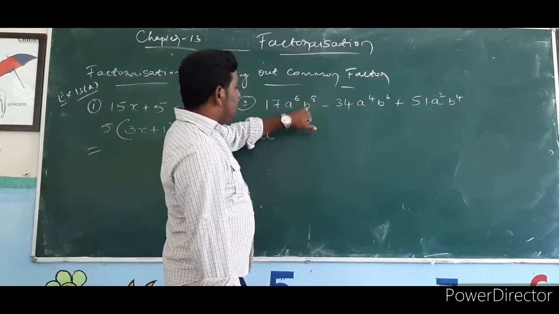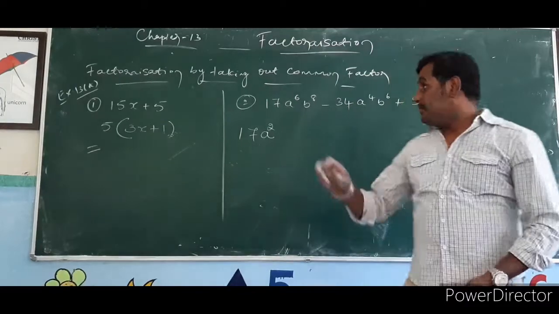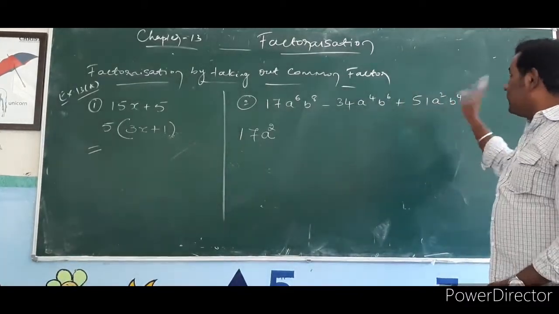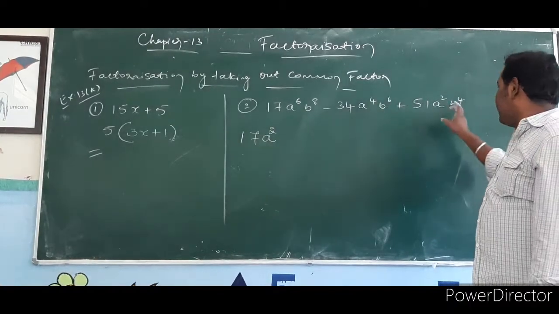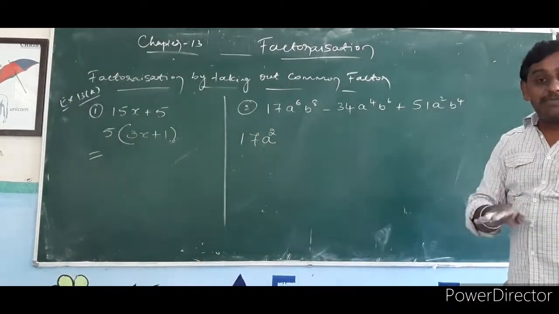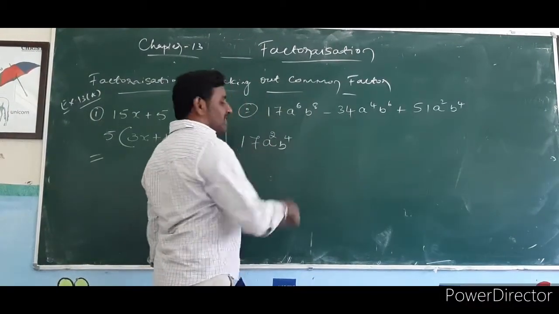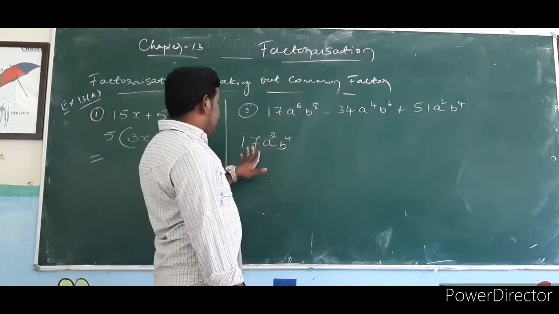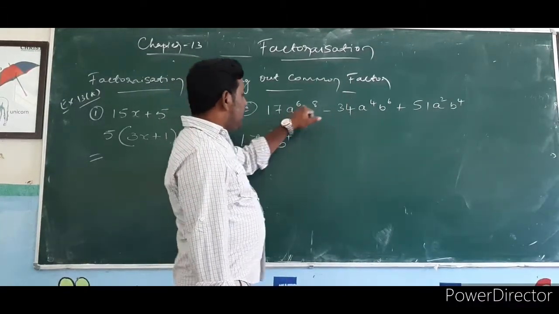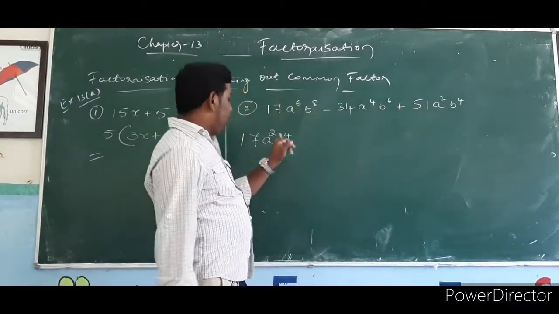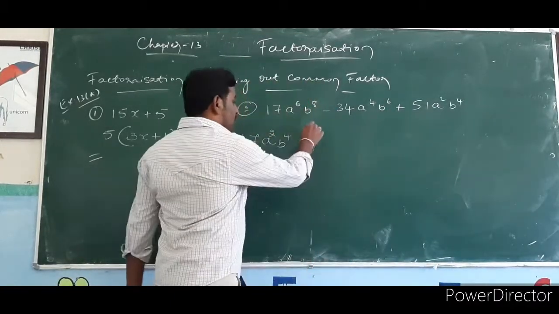Next, b variable is there. The first term also has b, the second term also has b, the third term also has b. Here the power is 8, here the power is 6, here the power is 4. Which is the least power? 4. First you have to take b outside with power 4. So 17 for the numerical part, a to the power of 2 for the a variable part, b to the power of 4 for the b variable part. Then open the bracket.